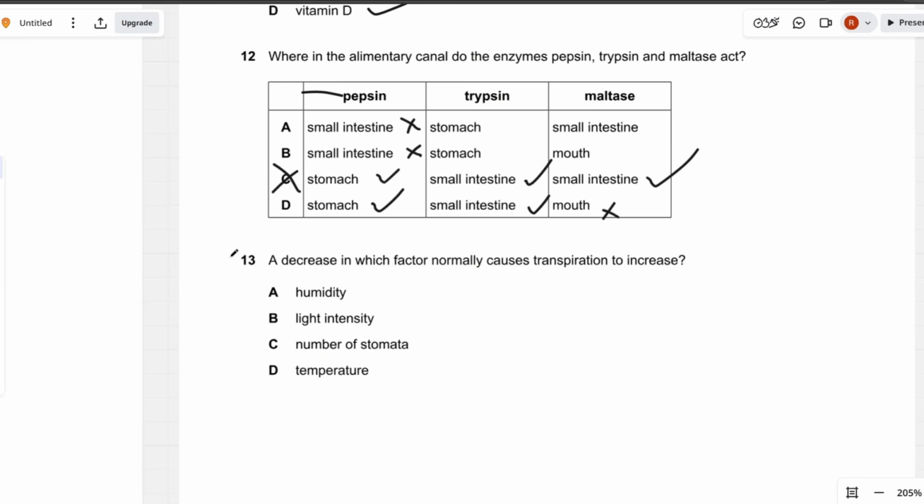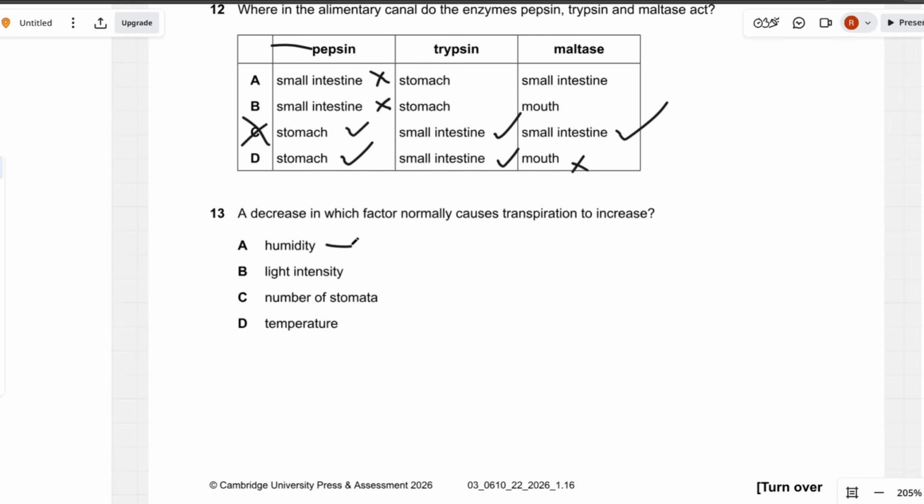A decrease in which factor normally causes transpiration to increase? Is it humidity? Humidity refers to the concentration of water vapor outside of the plant leaf. If you decrease it, you're creating a better concentration gradient, and therefore the rate of transpiration will increase, and so this answer is correct. Light intensity. As you increase light intensity, you're changing just photosynthesis, not exactly anything to do with transpiration, therefore that is wrong. Number of stomata. As you decrease the number of stomata, you are getting fewer areas for the water vapor to diffuse out of, and therefore you are actually decreasing the rate of transpiration, and therefore this answer is incorrect.